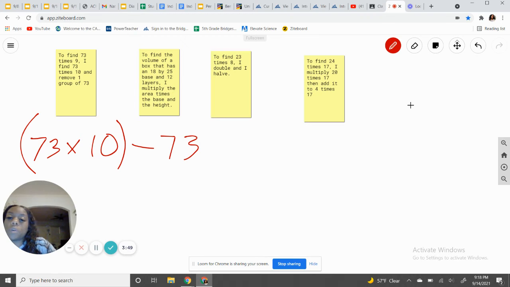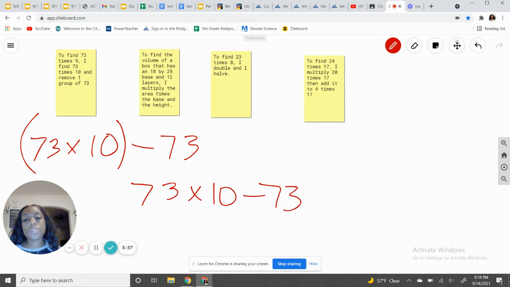So could you have written this like this? Is that answer acceptable? As far as the second one, 73 times 10, take away 73, does that express the verbiage in this sticky? And the answer is yes. But what it is lacking here are the grouping symbols.